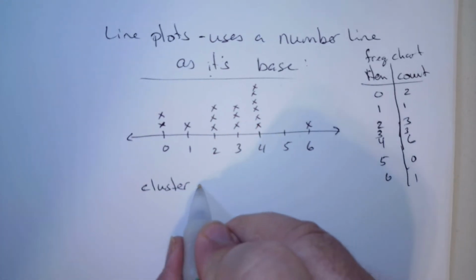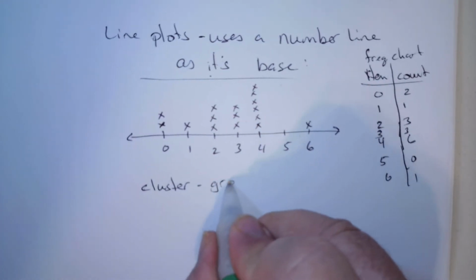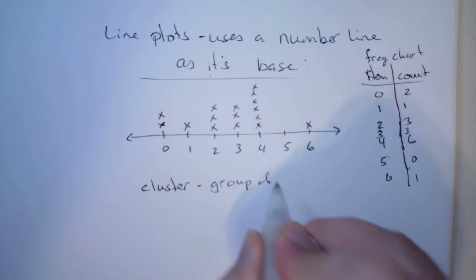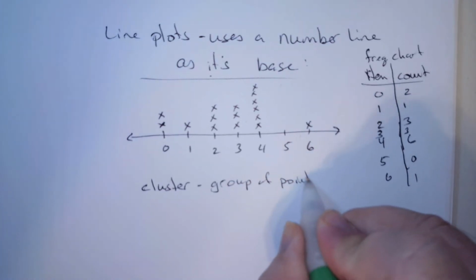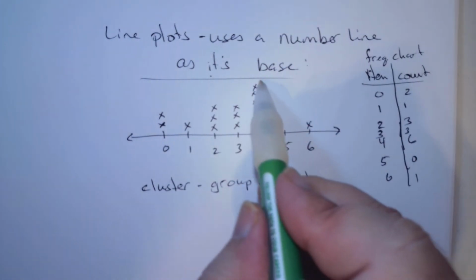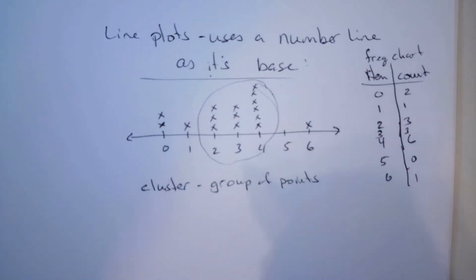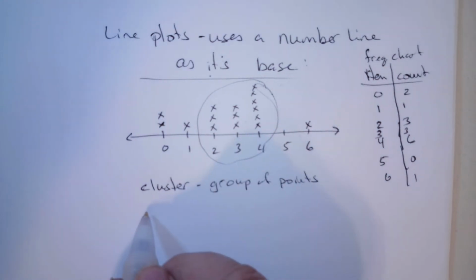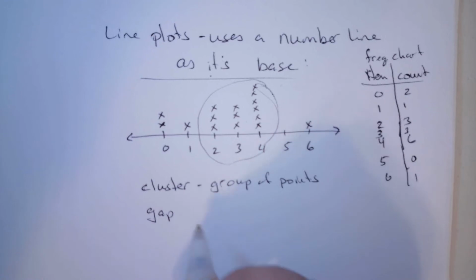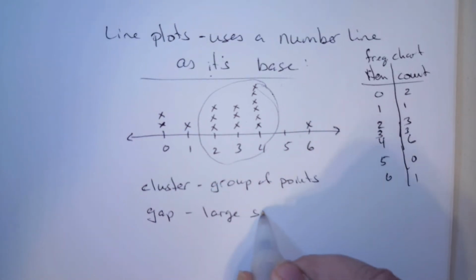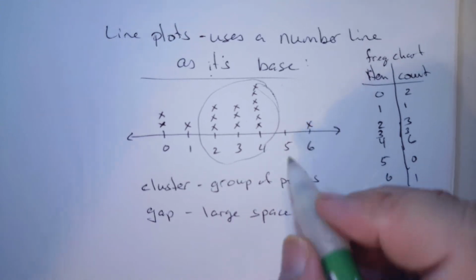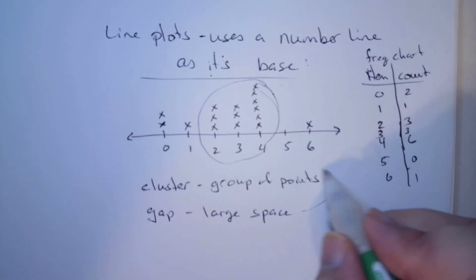A cluster is a group of points. So we see a big cluster here. And a gap is a large space. We see a gap here.